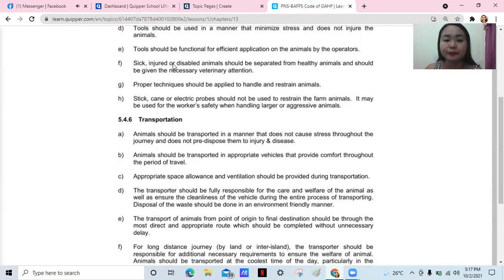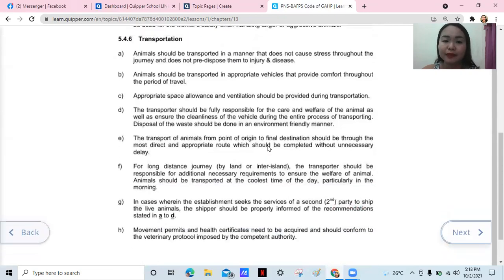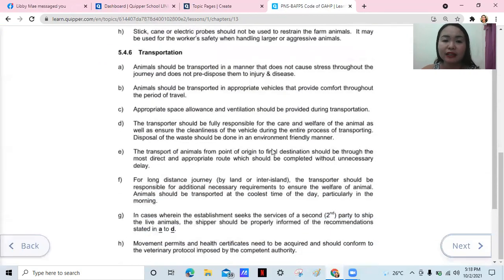So sick, injured, or disabled animals should be separated from healthy animals and should be given necessary veterinary attention para hindi mahawa yung ibang healthy animals, of course. And proper techniques should be applied to handle these restrained animals. So also stick, cane, or electric probe should not be used to restrain them. No, no. It may be used for worker safety when handling larger o naging aggressive sila, but not if they are tame.